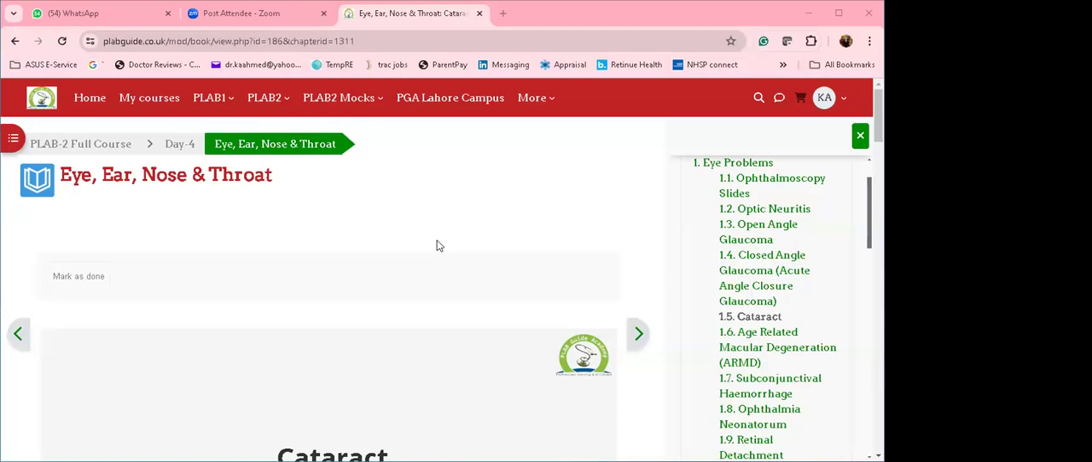Sorry for interrupting, doctor. I was asking about optic neuritis. You said it's going to be an urgent referral. Yes, I said urgent referral because you think that this is optic neuritis, but you are not sure. So it might be something else mimicking optic neuritis, and it can only be diagnosed by the ophthalmologist. For example, the patient may have severe uveitis that can mimic optic neuritis. So you will refer this patient on an urgent basis. So any headache, any pain, any acute decreased vision.